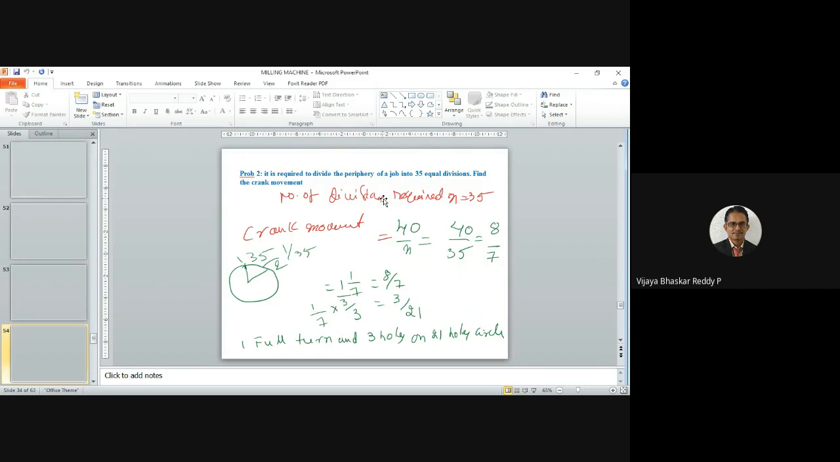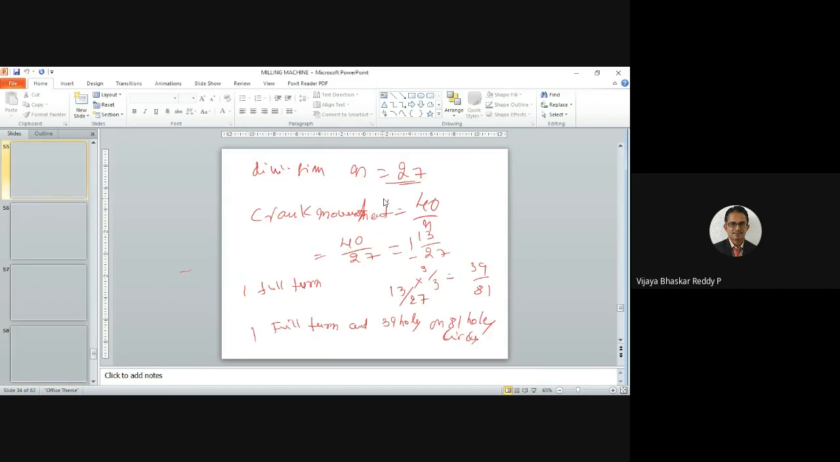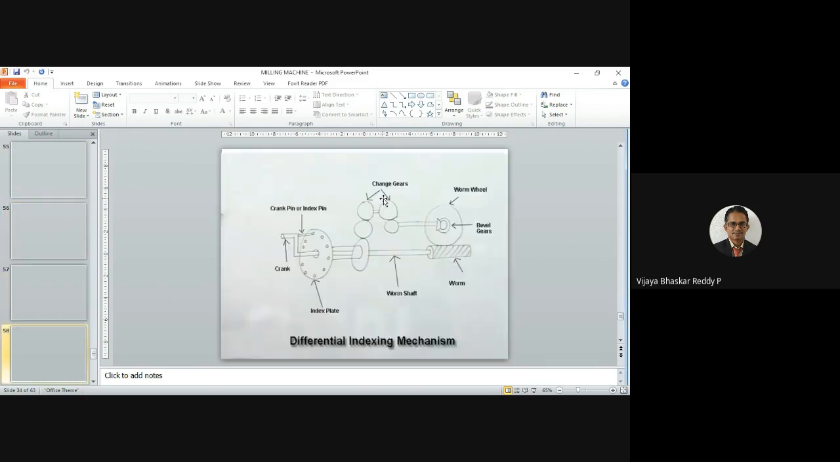Again we move one turn and three holes on the 21-hole circle, and mark again. Like that the divisions are formed, and thereby we can equally divide the particular surface. If n is 27, that is 40 by 27, which can be written as 39 by 81. So one full turn and 39 holes are moved on the 81-hole circle. Like that these are the general operations.